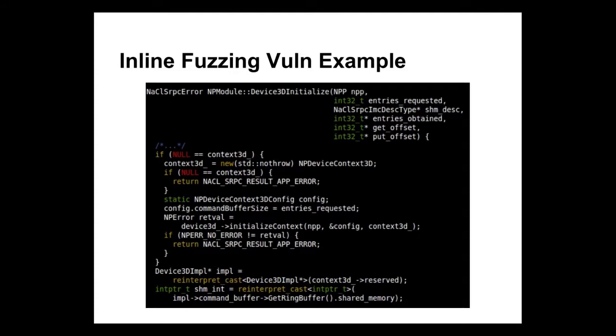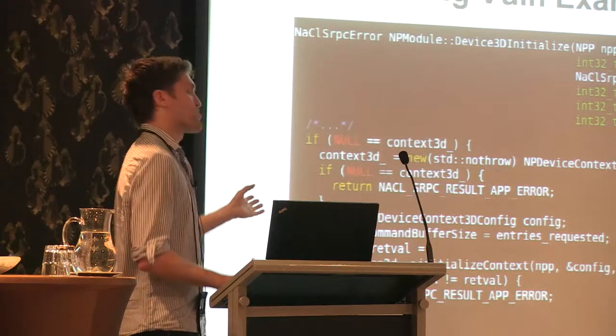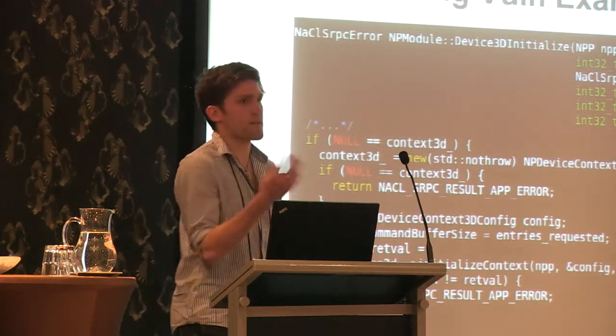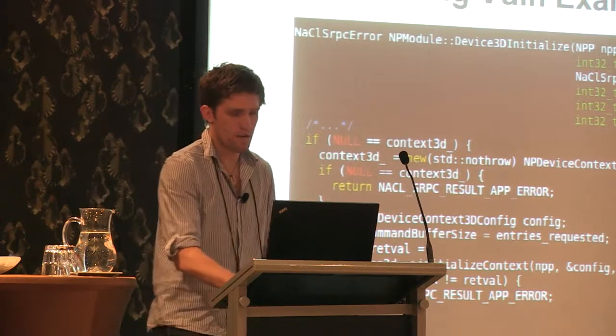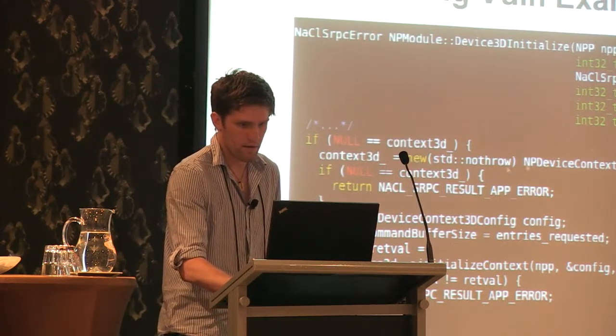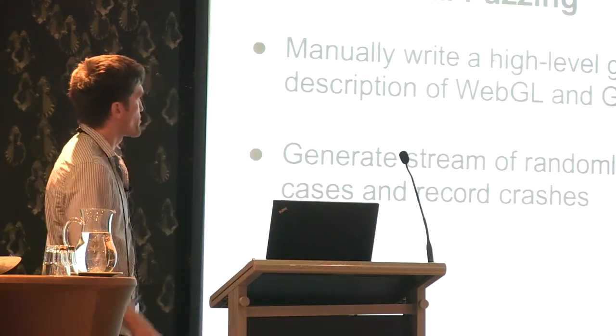And so it's a nice thing to see, because this would be a reasonably difficult kind of vulnerability to spot during source code auditing. You might do it, there's a good chance of this as well. So this is why it's nice to do both source code auditing and fuzzing. Okay, so generational fuzzing.